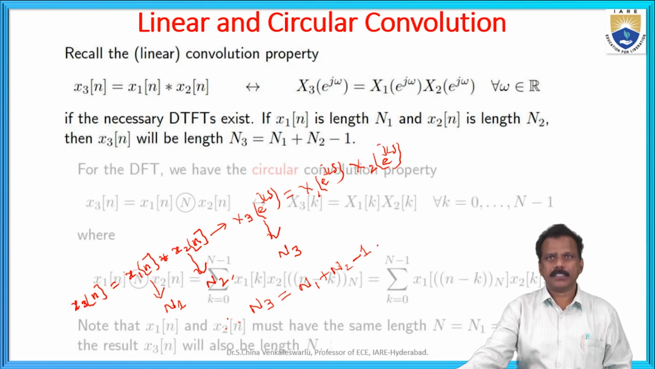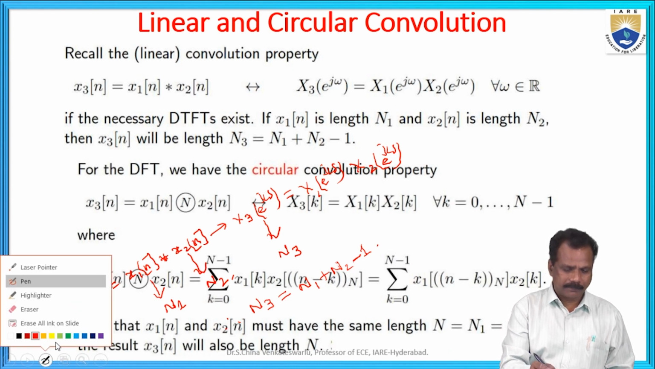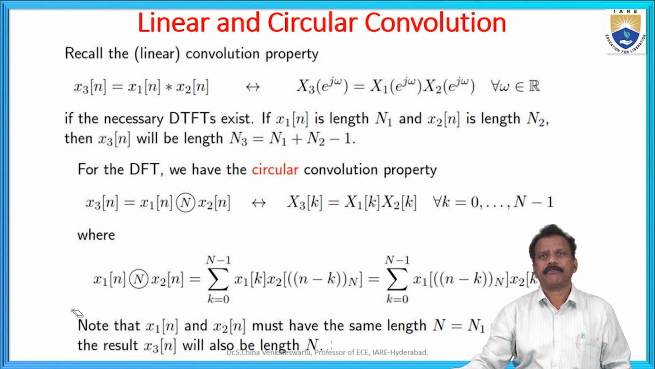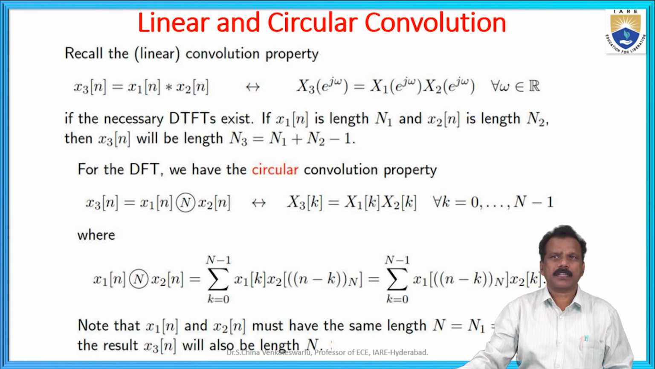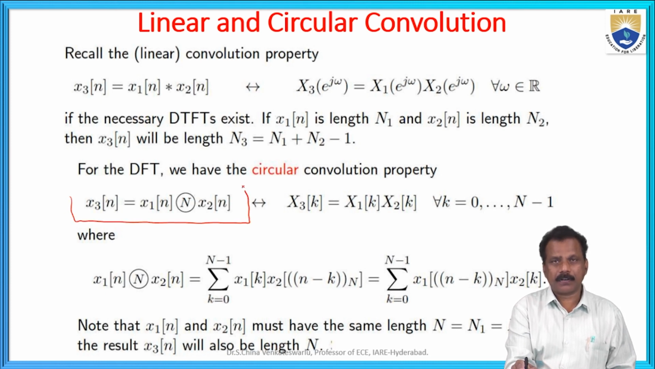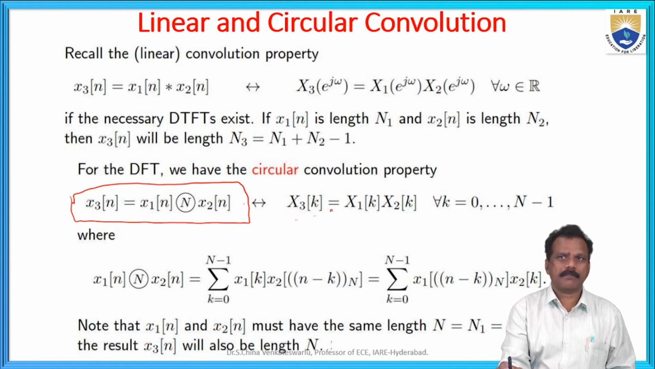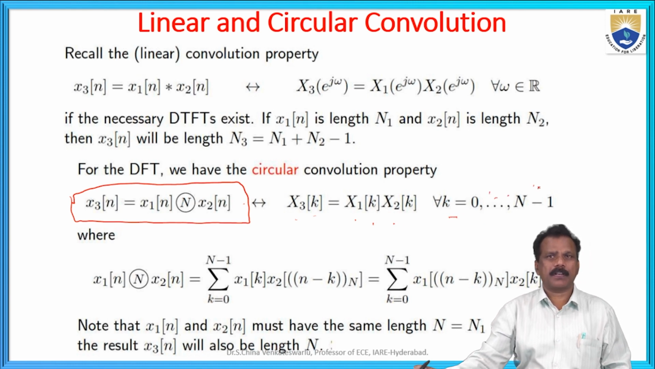For the DFT, we have to consider the discrete Fourier transform. The DFT has the circular convolution property: x3 of n is equal to x1 of n circularly convolved with x2 of n. So we write X3 of k equal to X1 of k into X2 of k, for k equal to 0, 1, 2, 3 up to N minus 1.